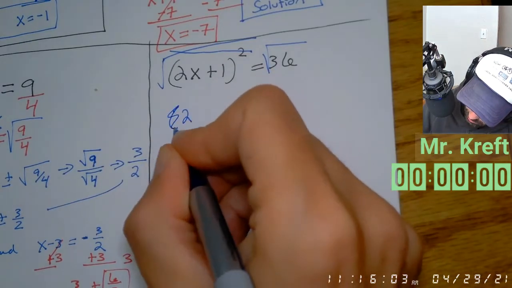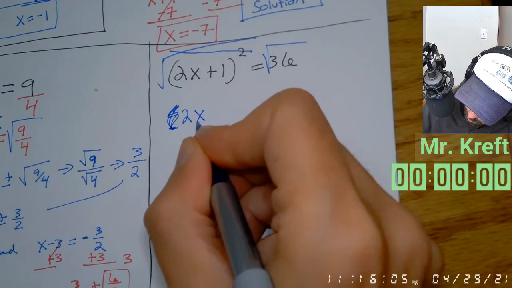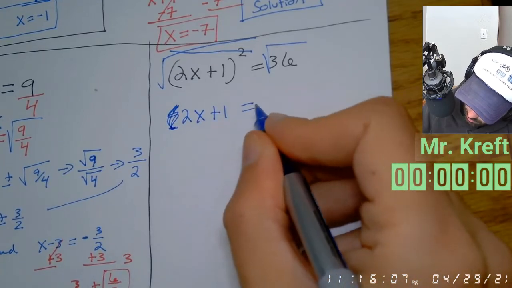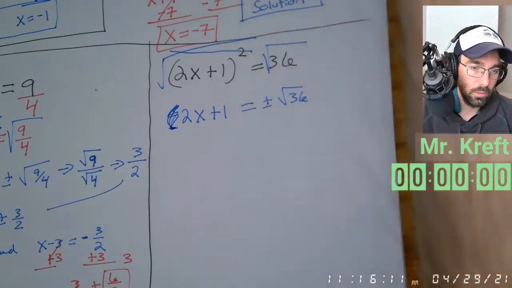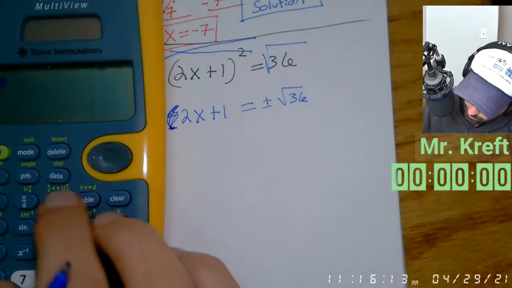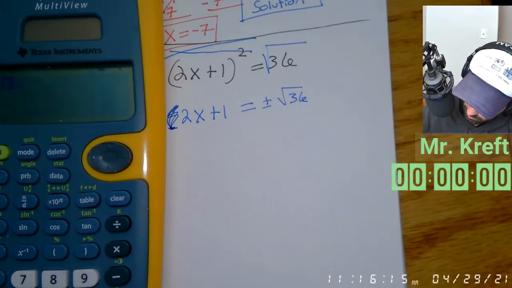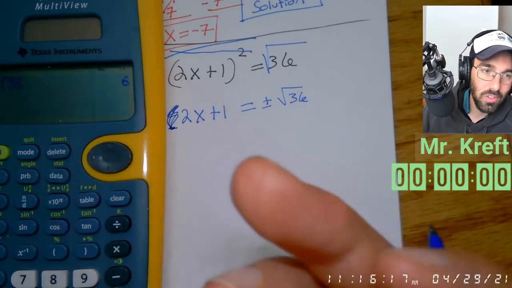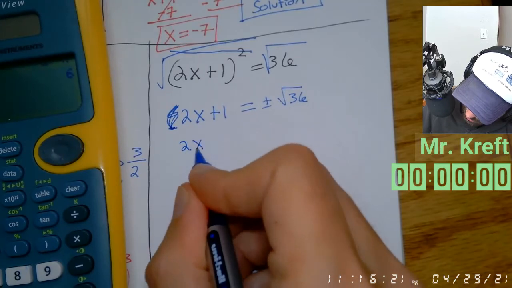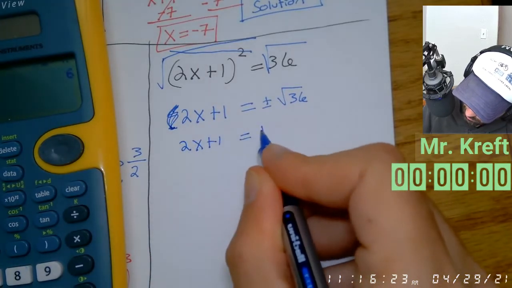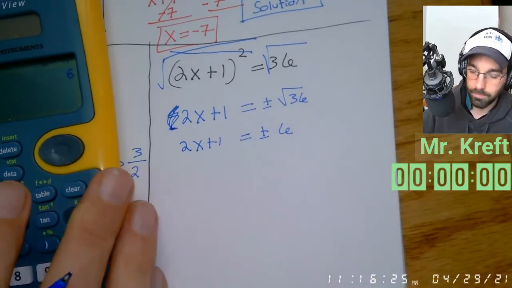oops, don't need the parentheses anymore. 2x plus 1 equals plus or minus the square root of 36. So I'm going to grab my calculator really quick and be like, hey, if I forgot what times itself equals 36, and I might be, 6 times 6 is 36. So I get 2x plus 1 equals plus or minus 6.